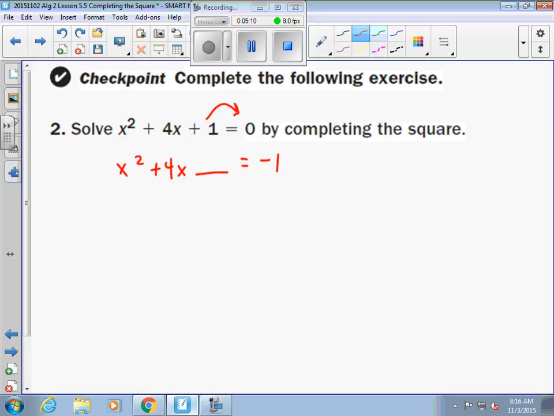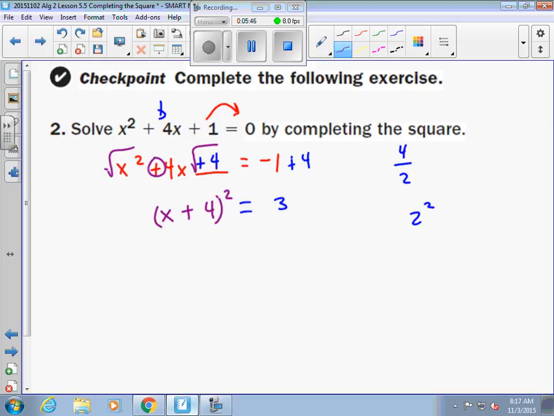So when we look for our new value for c, we're going to take our b value 4, divide it by 2 and get 2, and square that and get positive 4. So our new value for c is positive 4. Remember, if you add something to one side of the equation, you must add it to the other side. So plus 4 there as well. So negative 1 plus 4 is positive 3 on the right. The left side is a perfect trinomial. Take the square root of the first term, x, the square root of the last term, 4. This is the sign that goes between them. x plus 4 squared is equal to 3.